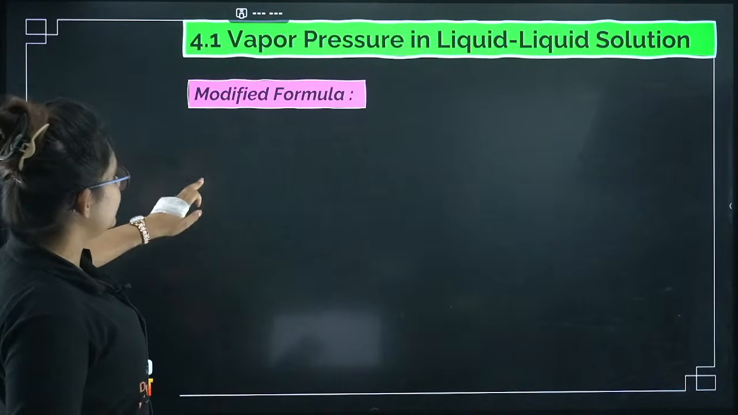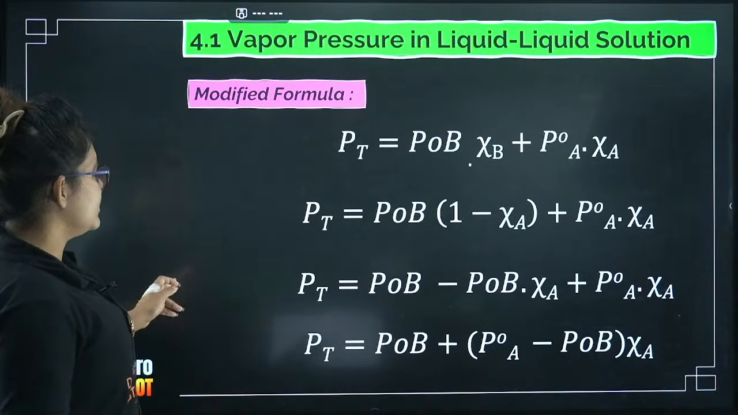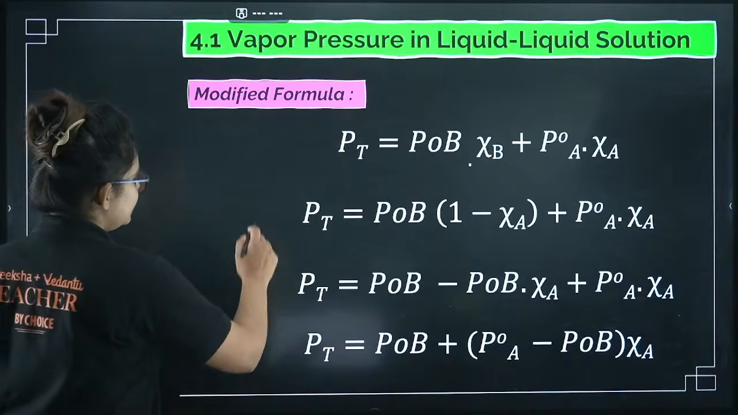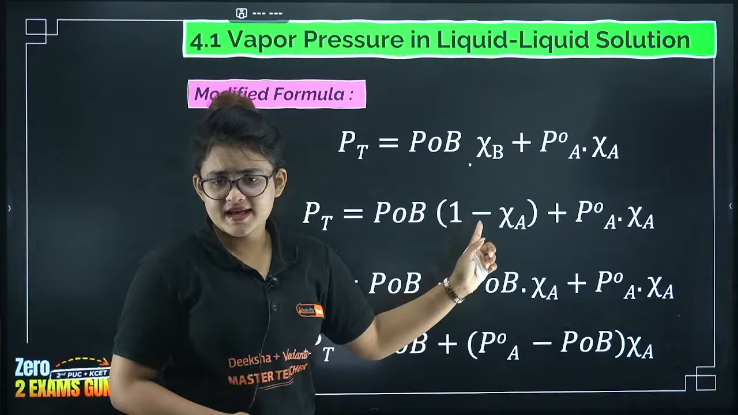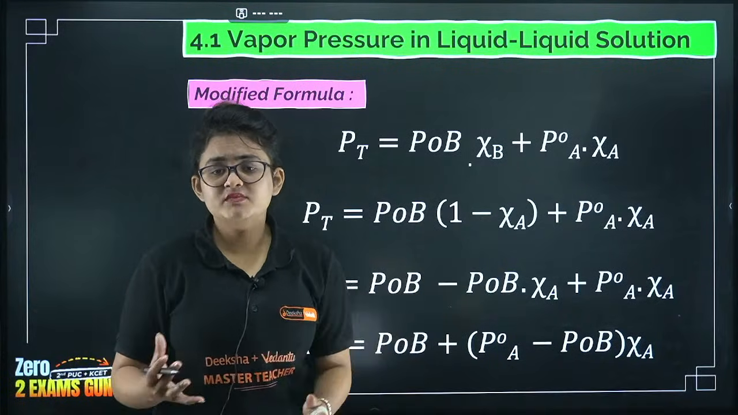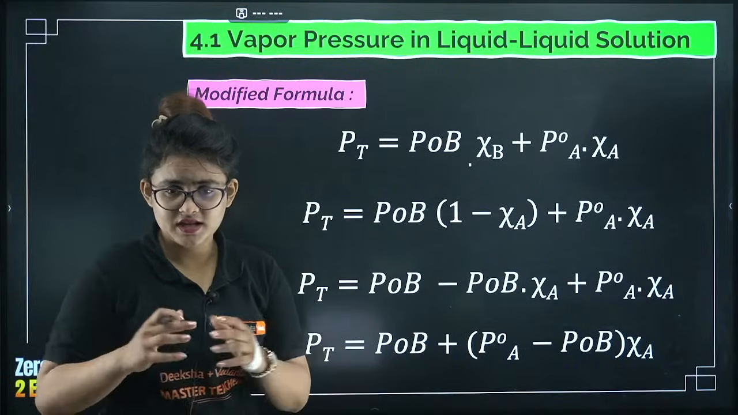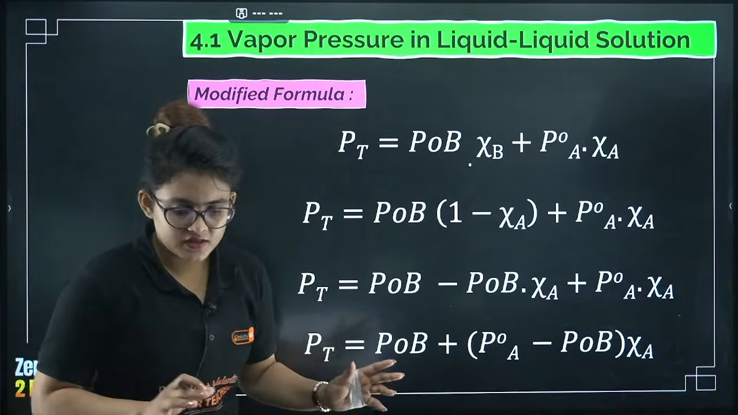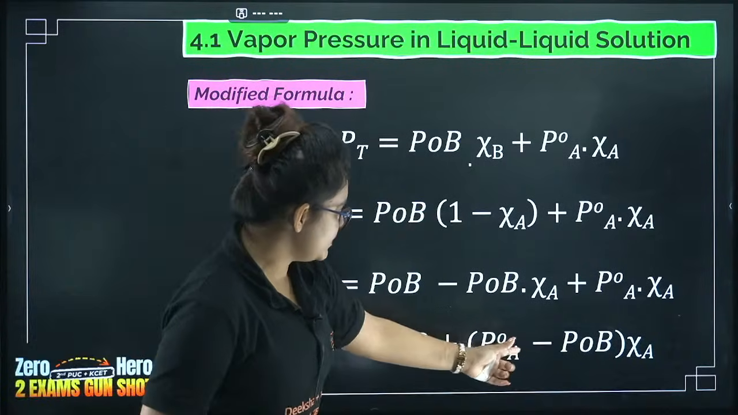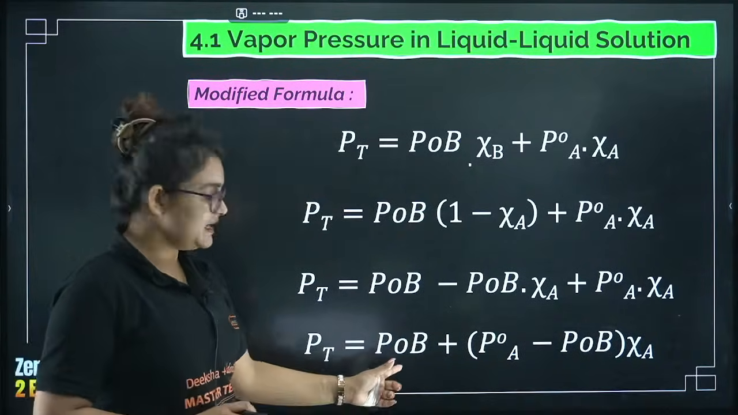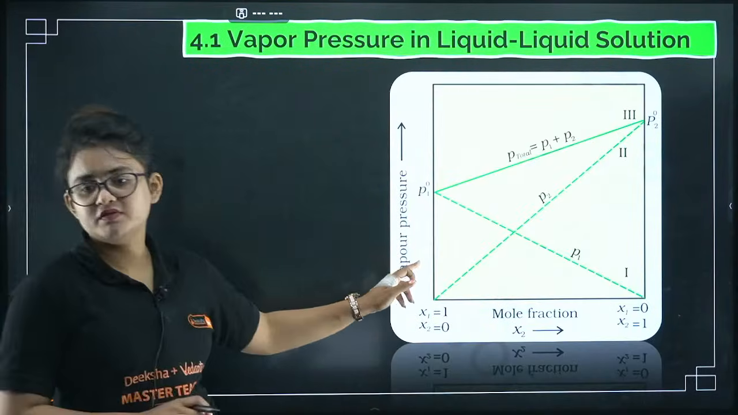Let's proceed further. Here you can see the modified formula. In case of XB, the mole fraction of B, we can write it as 1 minus XA. Why am I doing it? In order to get a straight line equation, so that I can plot the graph basically. If you simplify it, you will get this type of equation, and it's a straight line equation with the intercept P0. Now if you plot the graph, it will be this.